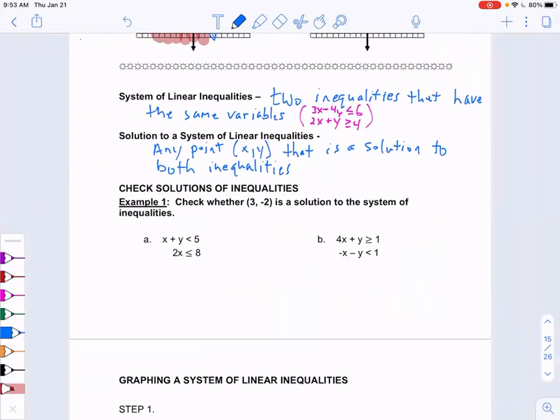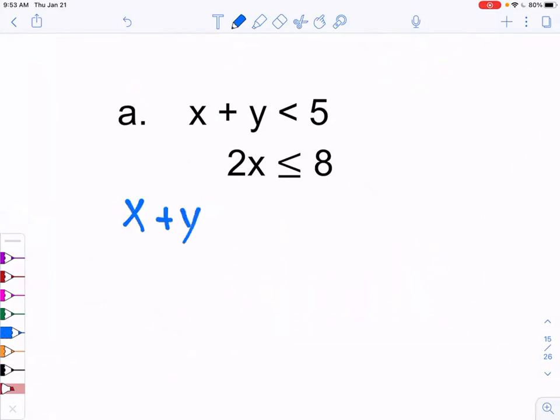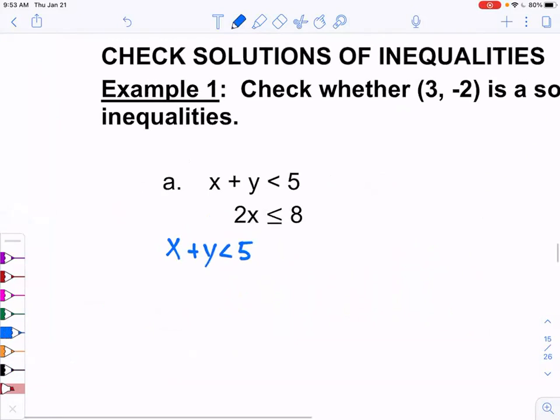All right, so it says check whether 3, -2 is a solution to the system of inequalities. Well, to do this, all we're going to do is plug in. So I'm going to start with the first one. We have x plus y is less than 5. Well, now we're going to plug in our variables. Our x is -2 plus our y is 3.